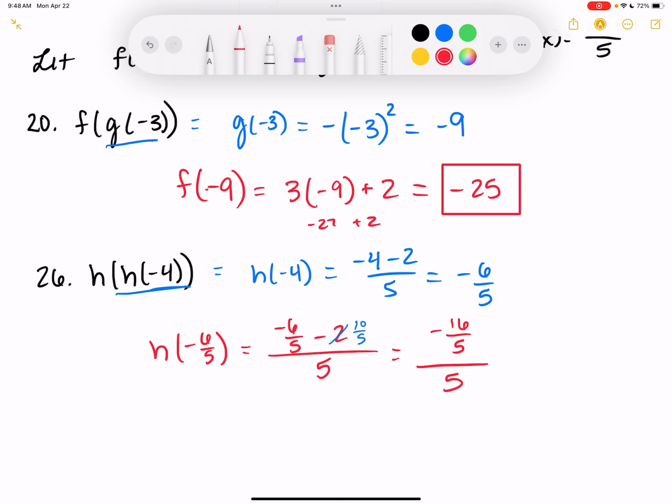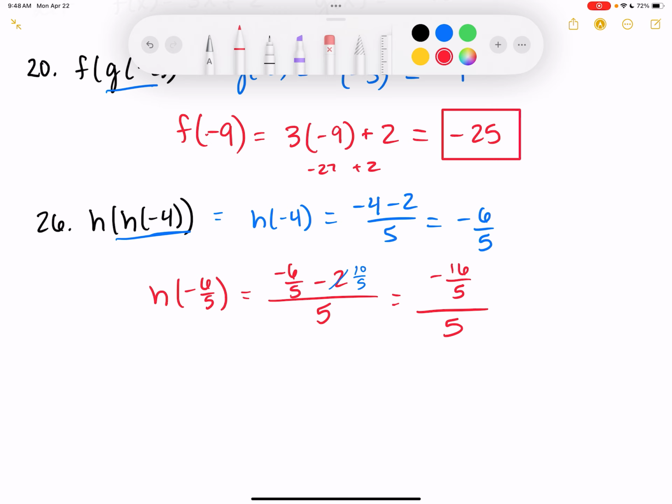When I'm dividing by a number, would you agree that it's the same as multiplying by 1 over that number? So this is going to be negative 16 over 5 times 1 over 5. And that means the same thing as what I have written there. So this is going to become negative 16 over 25.